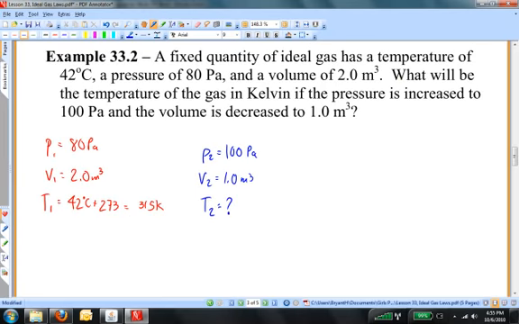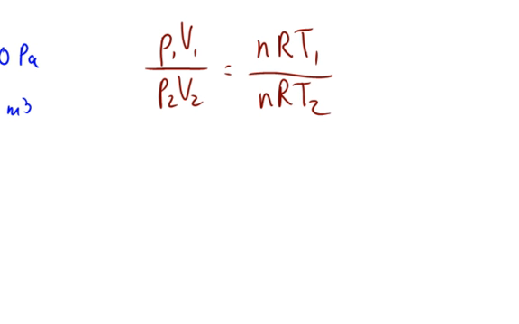Now I'm going to write the ideal gas law in a ratio form and put in the numbers. I can see that the fixed quantity of gas means that N is the same in both of those equations. The ideal gas constant is a number that is going to be divided out, and I can have an expression for T2 in terms of known quantities. So the N's go, the R's go, and I can write T2 in terms of everything else.